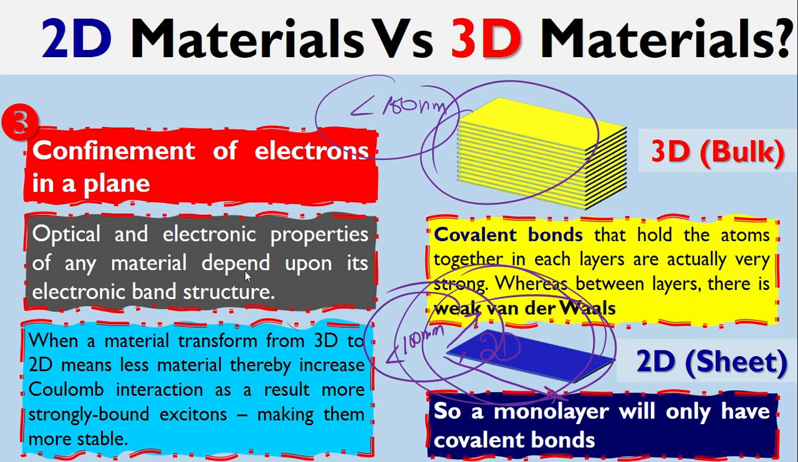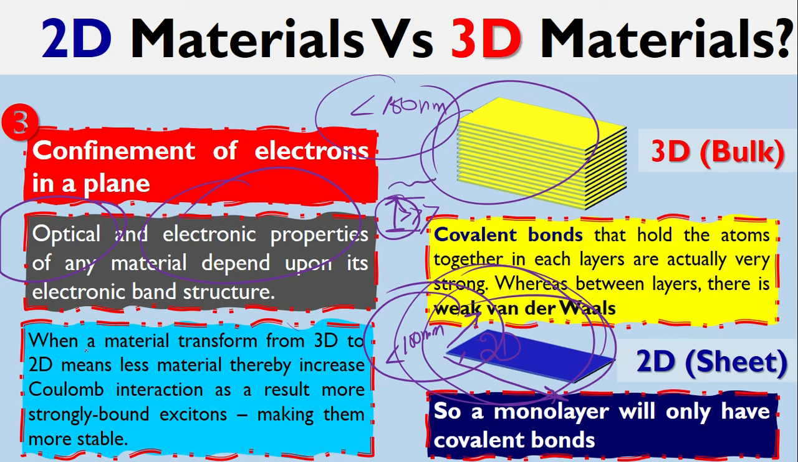And we know that when we decrease the size, there is a significant change in optical property and electronic properties. How optical property? Because when we decrease the size, the band gap basically increases. So when the band gap increases, it will absorb different lights, and also it affects the conductivity, right?